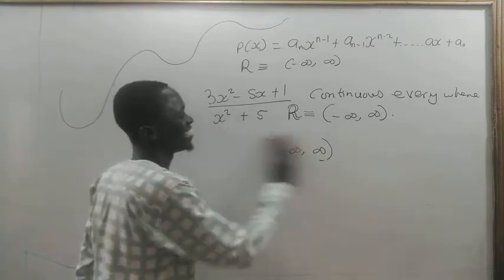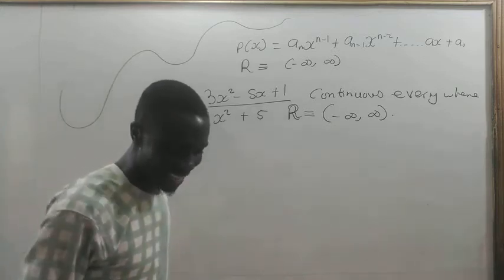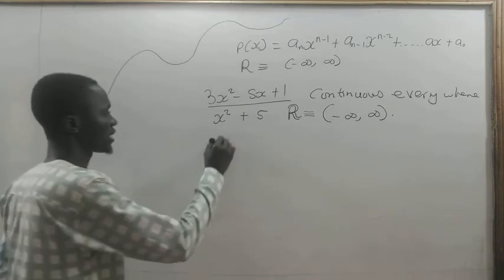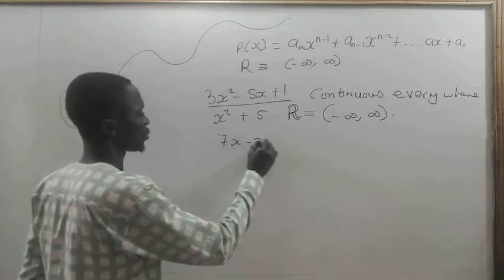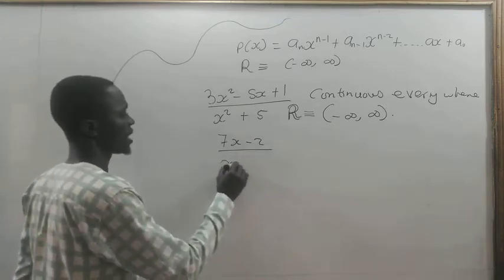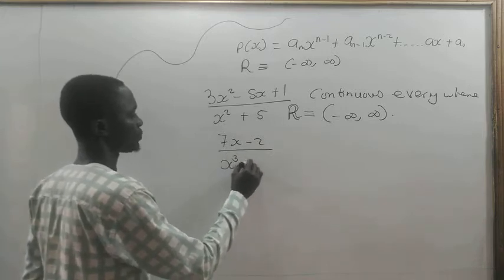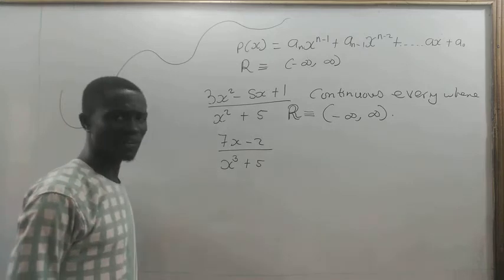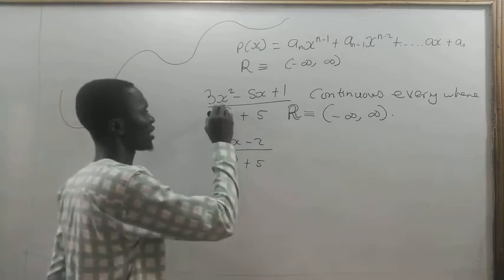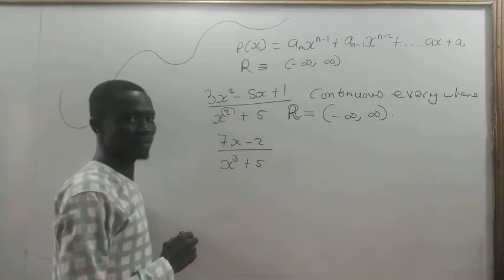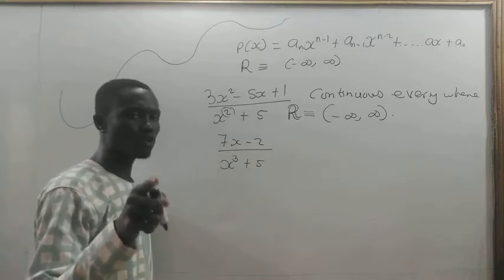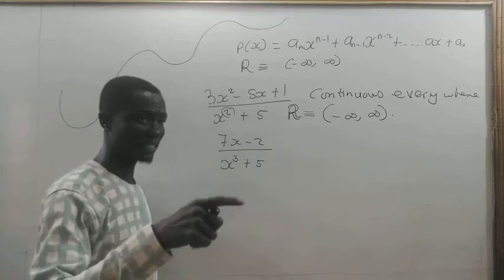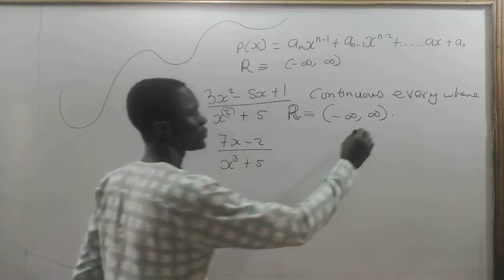Now, let's move on. Let's take another example. With regards to this one, I'm going to take, let's say, 7x minus 2 divided by x cubed plus 5. What about this one? Here, the only difference is that here we have an even number. Remember that we don't have a square root, we don't have a radical, if the number is negative. This is what I want to say. Let me put it down.